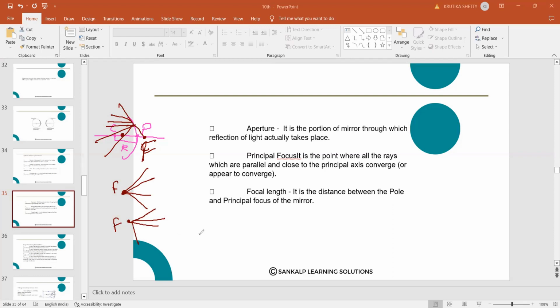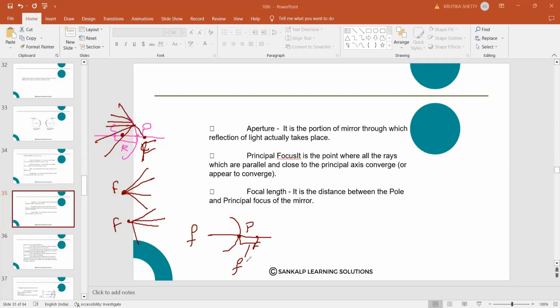Yes. Then the last term is focal length. This focal length is denoted by the letter F. Focal length is defined as the distance between, suppose this is my pole and here is my focus, the distance between pole and the focus is called as focal length. It is called as focal length.